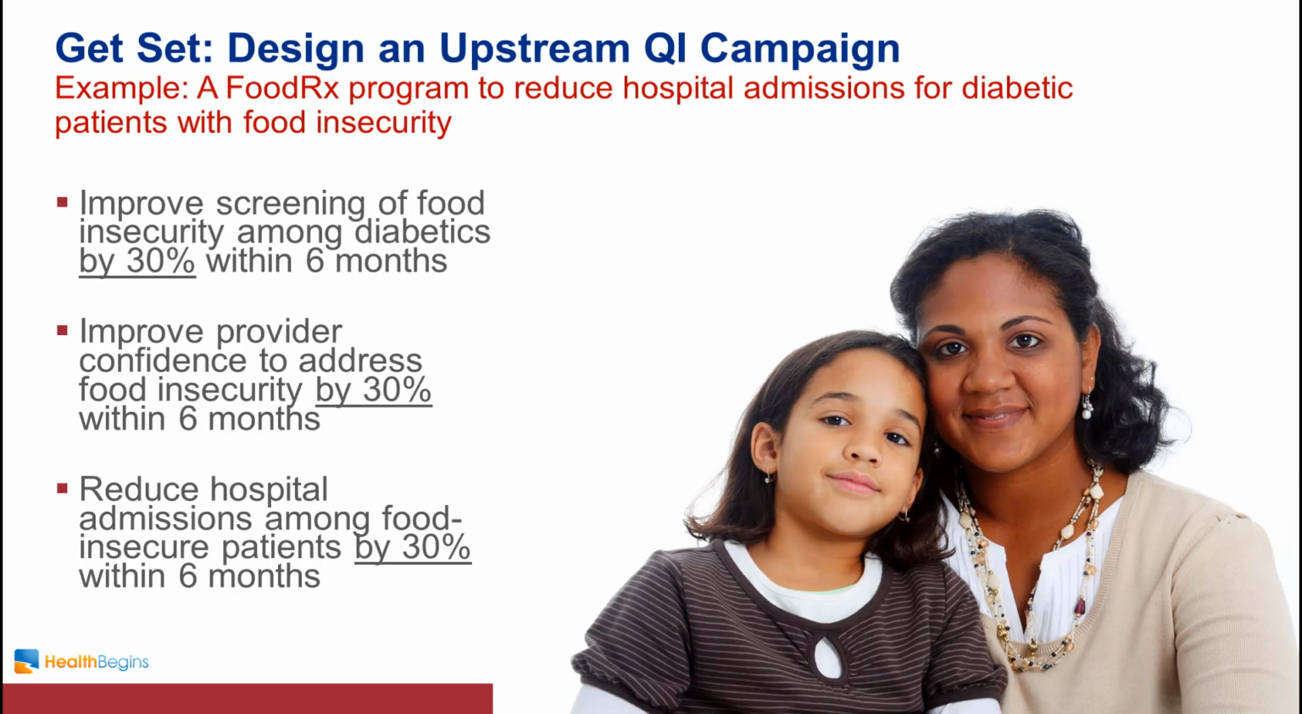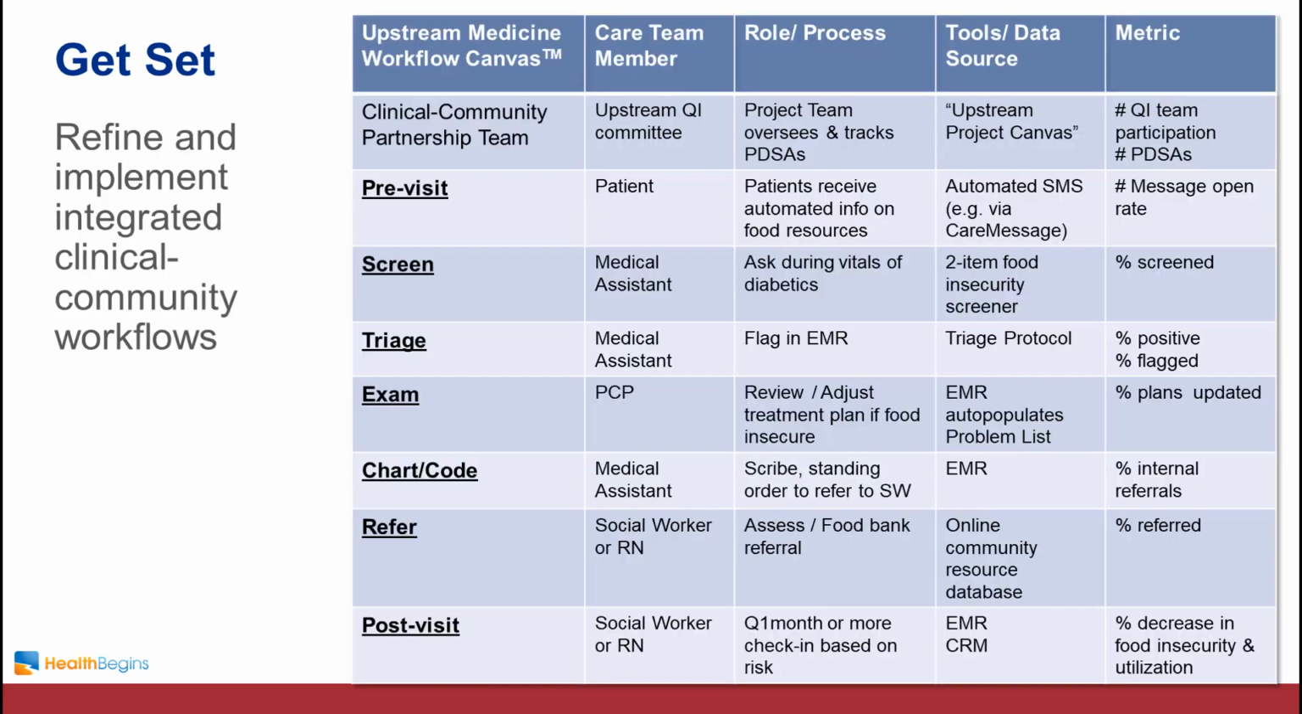So let's look at an example, thinking again about Mrs. M and the hospital who cared for her. So this team has decided to launch their Upstream QI campaign focused on designing a food pharmacy program to reduce hospital admissions for diabetic patients with food insecurity. And they've decided to set a 30-30 goal. Improve screening by 30%, improve provider confidence by 30%, and reduce admissions by 30%.